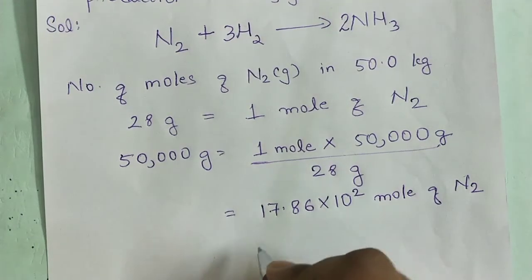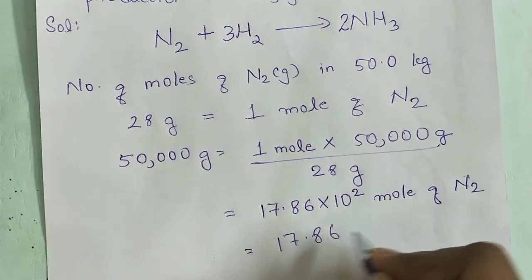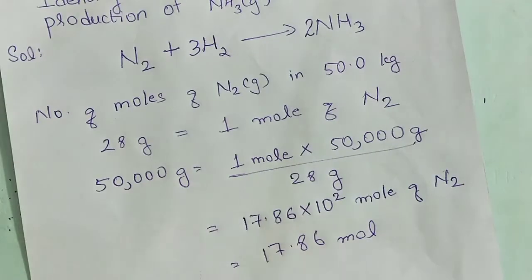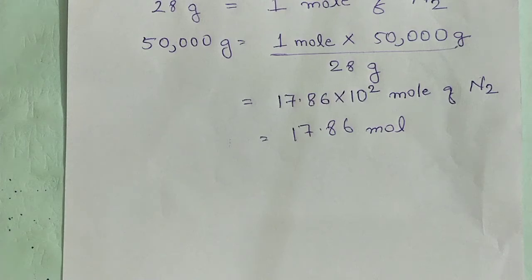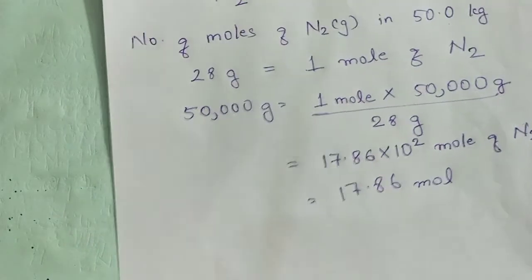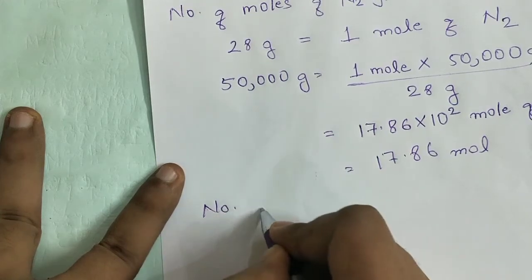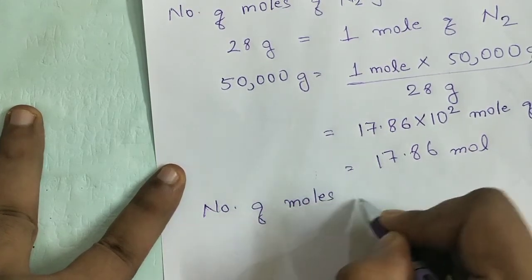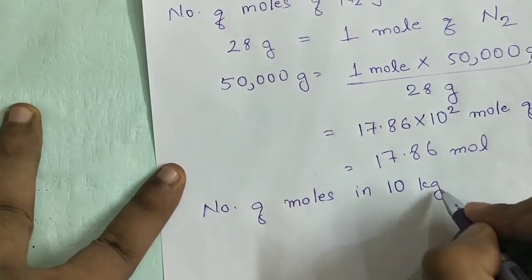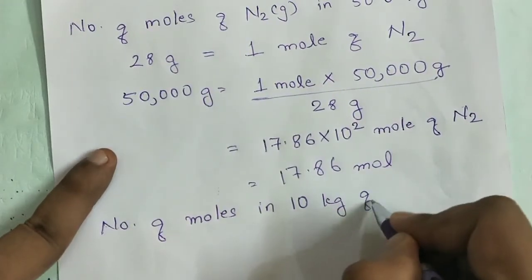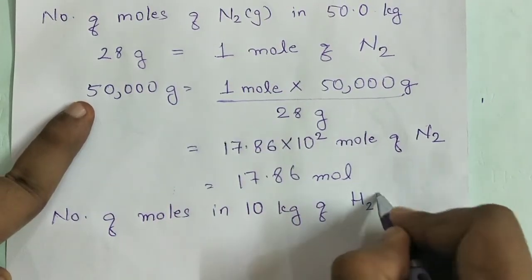Or 17.86 mole if I write with the SI unit. Similarly, we need to find the number of moles in 10 kg of the H2 gas. So we need to find the number of moles in 10 kg of H2 gas.